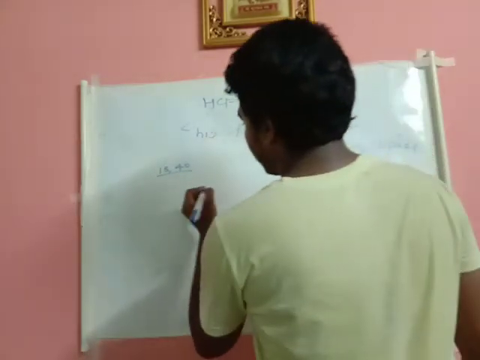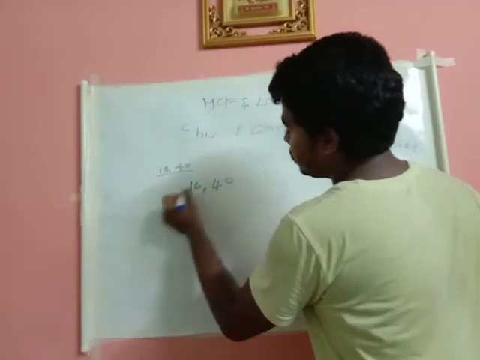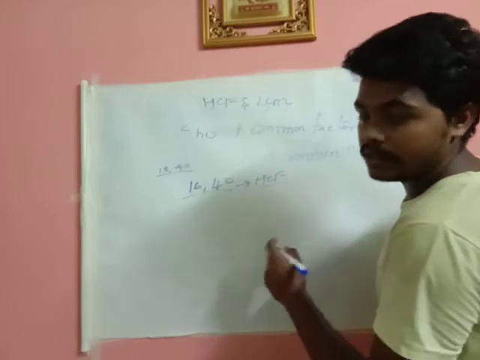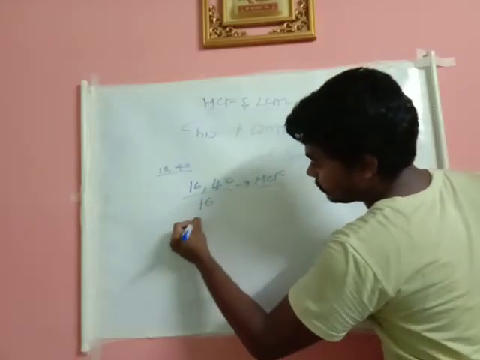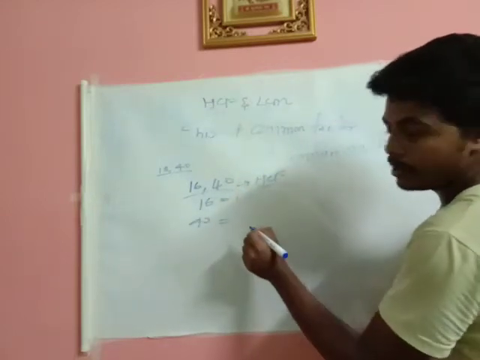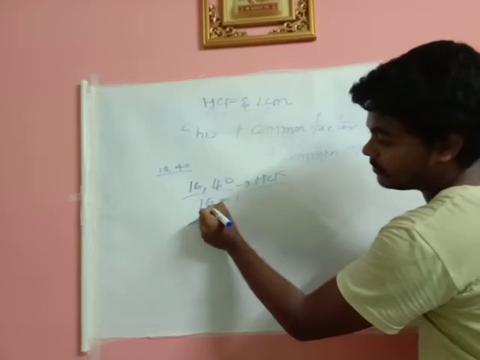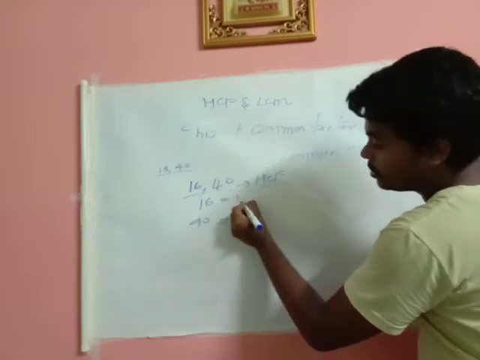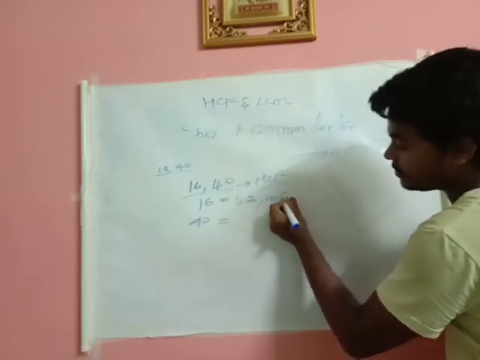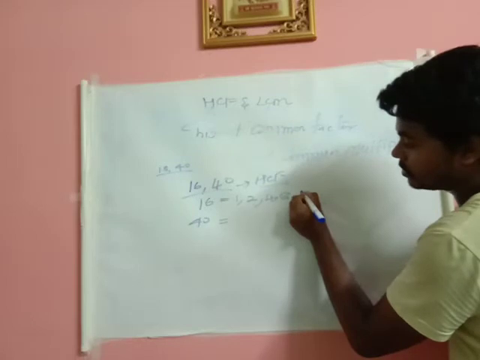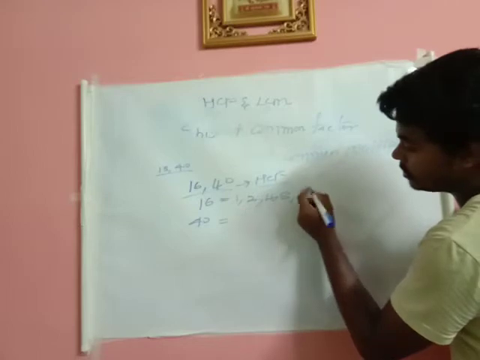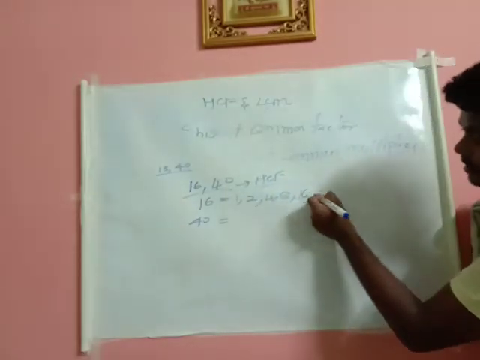Okay, now see. They're asking me the HCF and LCM of 16 and 40. First, how to find the HCF. I'll take 16 and 40. Is 1 a factor of 16? Yes, I can divide 16 by 1. Is 2 a factor of 16? Yes. 4 is a factor of 16. 8 is a factor of 16. So only these are the factors of 16, along with 16 itself.